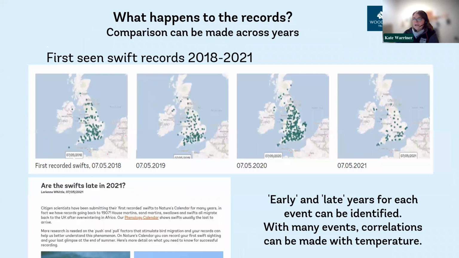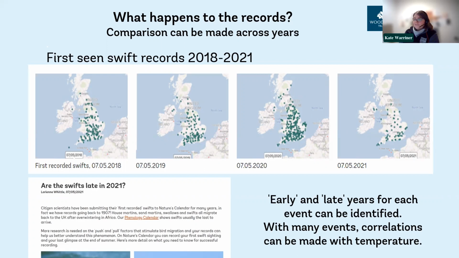On these maps, you can also start to see interesting patterns in the data. Here's an example of swift records from 2018 to 2021, on the same date each year. You can see there's some variation in the amount of records, and we try and highlight things like this where possible. We've done a blog post on this one, for example. Certainly in 2021, there are a lot fewer records than in previous years.